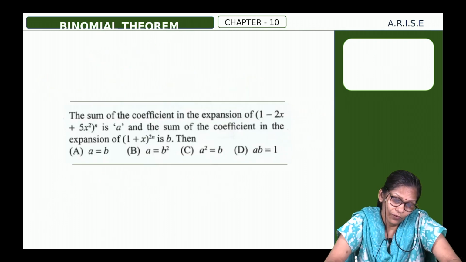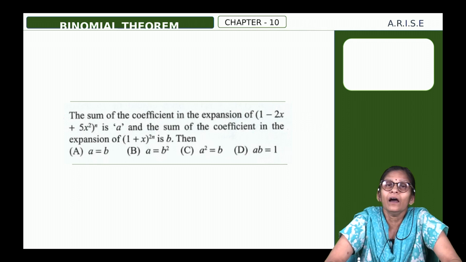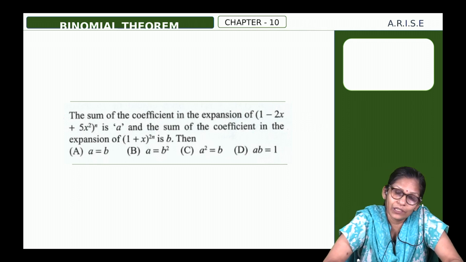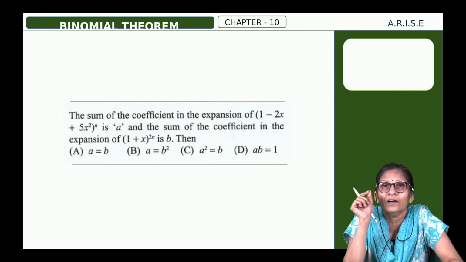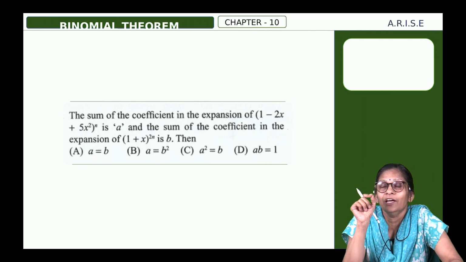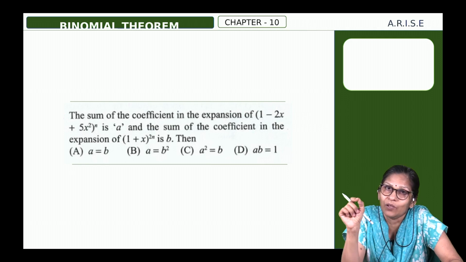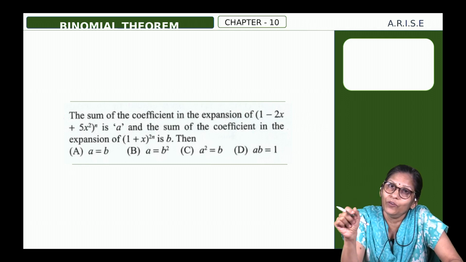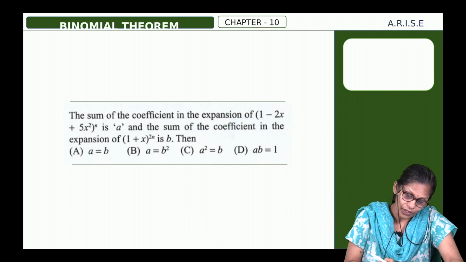Now, sum of the coefficients in this expansion is A. Sum of the coefficients in this second expansion (1 plus x) the whole raised to 2n is B. How do you get the sum of the coefficients in any expansion when x is coming only in the numerator? What you do is, the sum of the coefficients you get by substituting x is equal to 1. You get the constant term by substituting x is equal to 0. Here the question is the sum of the coefficients that you would get in each of these by substituting x is equal to 1. So, what is A?